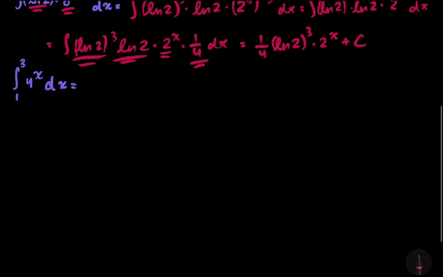And then finally over here we have the definite integral from 1 to 3 of 4 to the x dx. So we have the 4 to the x, but we don't have the natural log of 4, but that's fine. All we have to do is just manipulate a little bit. We know that the natural log of 4 is just some real constant.